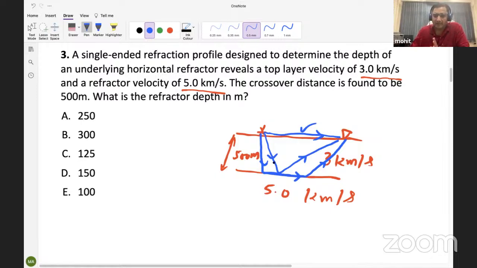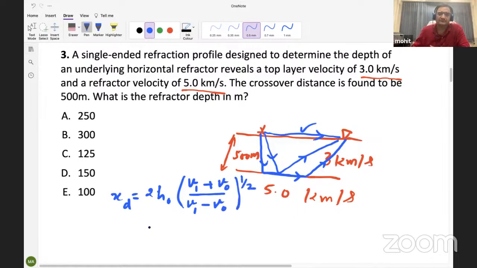So after a certain distance, this head wave will be coming earlier than the direct wave, and the formula of crossover distance says that xd, this is your crossover distance xt, that is 2h naught in bracket v1, that is your half space velocity, plus v naught, this is your medium layer velocity, divided by v1 minus v naught to the power 1 by 2.